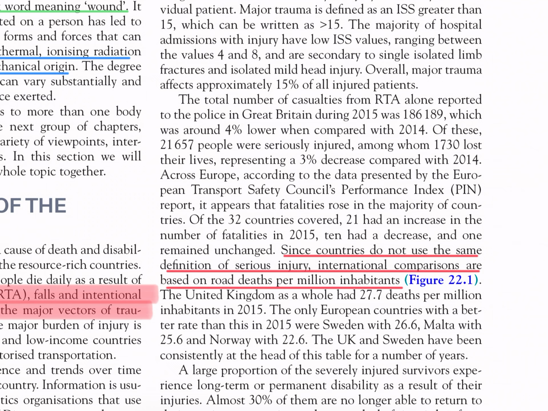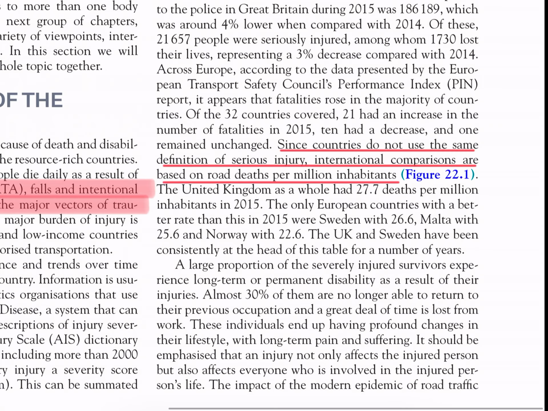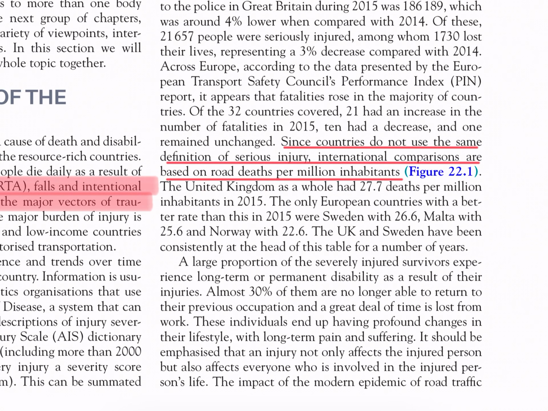Across Europe, according to the data presented by the European Transport Safety Council's Performance Index (PIN), it appears that fatalities rose in the majority of countries. Of the 32 countries covered, 21 had an increase in the number of fatalities in 2015, 10 had a decrease, and 1 remained unchanged. Since countries do not use the same definition of serious injury, international comparisons are based on road deaths per million inhabitants.